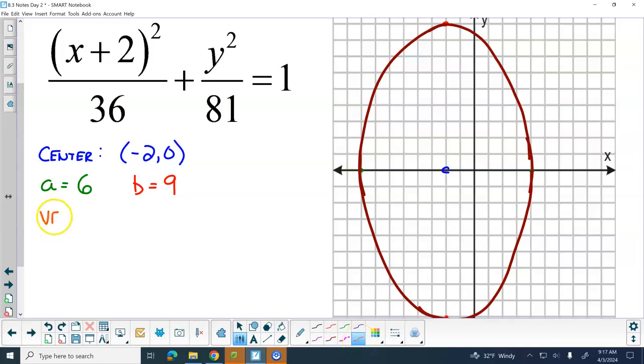Vertices next. Coordinates of my two vertices: (-2, 9), yep, and (-2, -9).